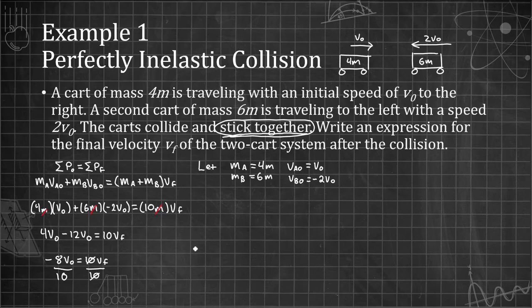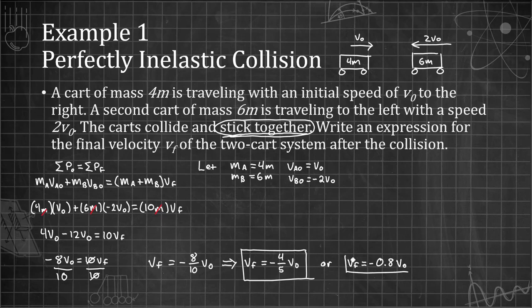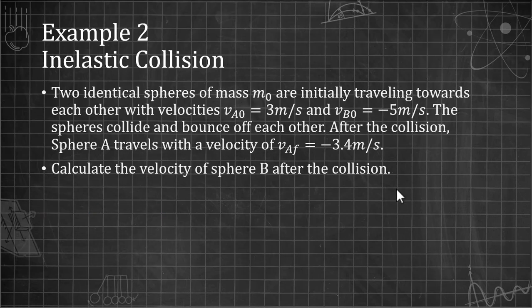Now we can rearrange this equation and solve for vf in terms of v initial, which we'll do now. We get that our final velocity is negative 8 over 10, or 8 tenths, multiplied by our initial velocity, which we can simplify. We can say the final velocity is negative 4/5 v initial, or negative 0.8 times v initial, or 80% of the initial velocity, but in the negative direction.